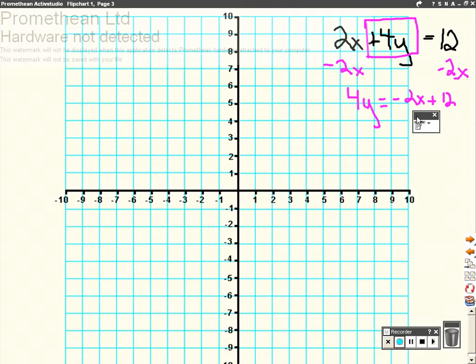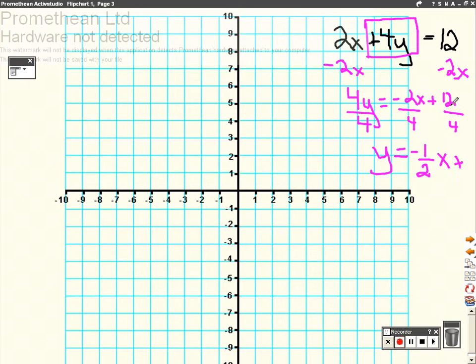Okay, that gives me 4y. I want 1y. So to separate a number from a variable, I'm going to use division. So go ahead and divide everything by 4. And that leaves me with y equals, well, I can reduce negative 2 over 4. I can leave it that way, and I would still get it right. But I'm going to go ahead and reduce it to negative 1 over 2, because both of these are divisible by 2. Okay, and then 12 divided by 4 is 3.